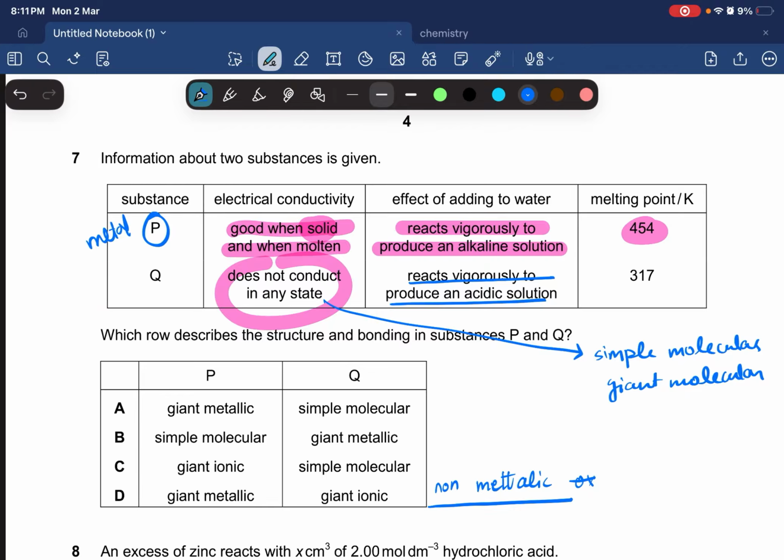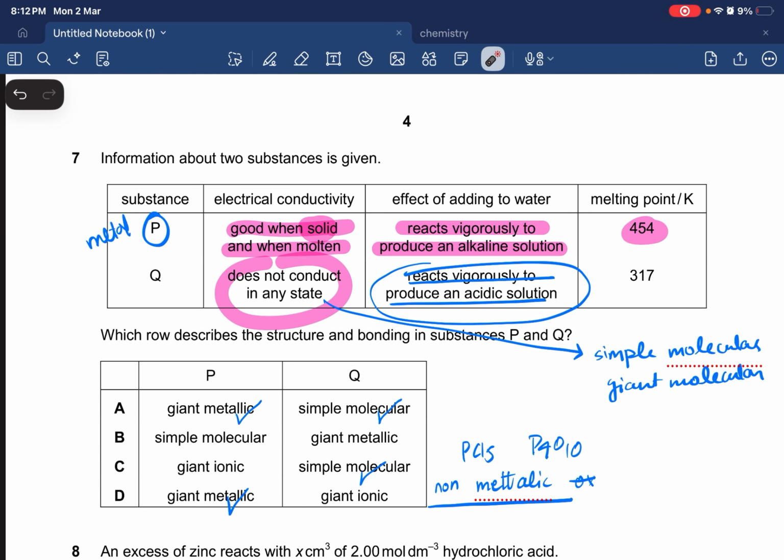So over here we're talking about some non-metallic thing, and definitely P is going to be giant metallic and Q is going to be simple molecular. Probably we're talking about an oxide or a chloride of the non-metals, like either PCl5 or P4O10, because they react vigorously to produce an acidic solution. P4O10 forms phosphoric acid, PCl5 also forms an acid. So I think that's something like this.